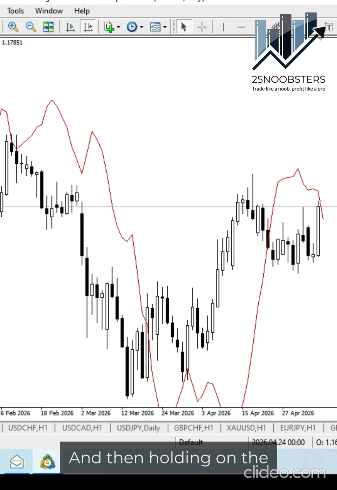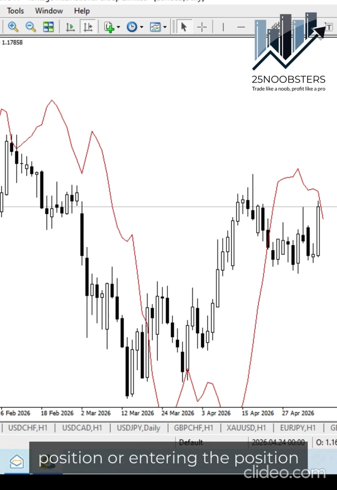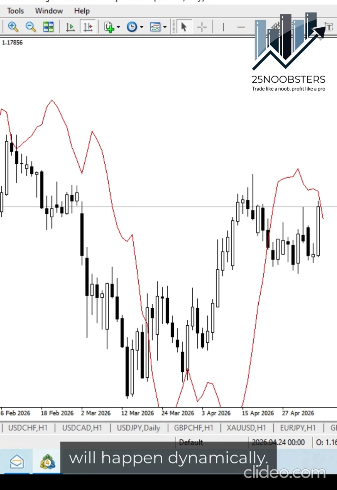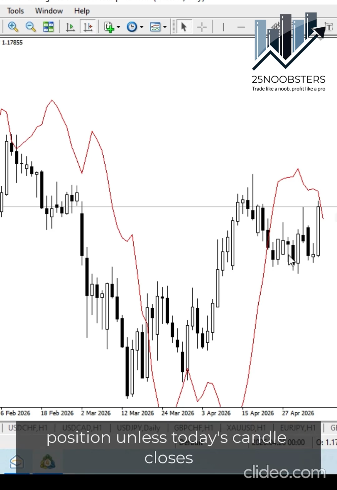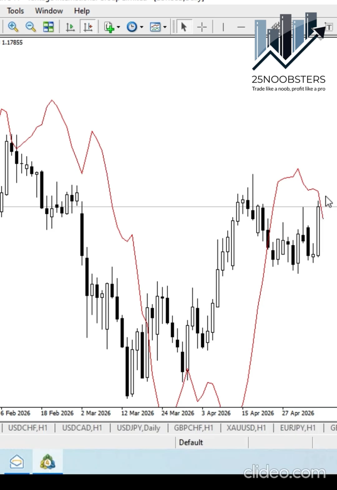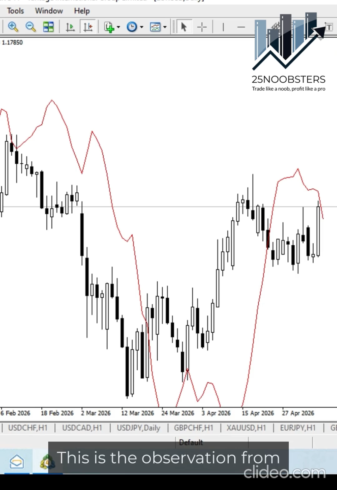Holding on to the position or entering the position will happen dynamically, but you can hold on to the position as long as the market is staying on the same side of this indicator. For example, if people are holding on to the sell position, they can still be holding on to the sell position unless today's candle closes above this MACD predictor. This is the observation from the daily time frame.